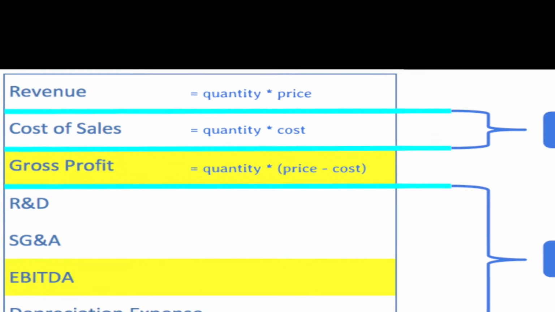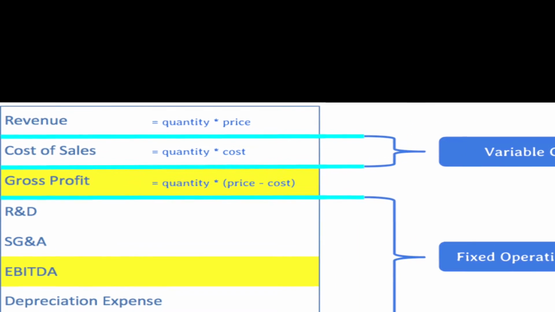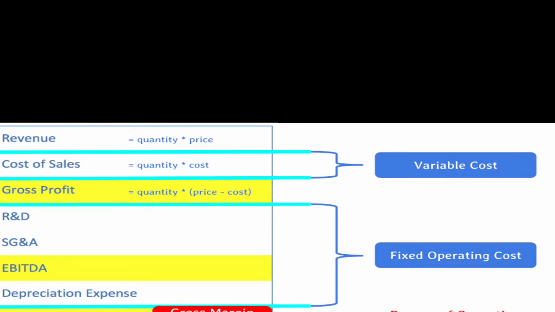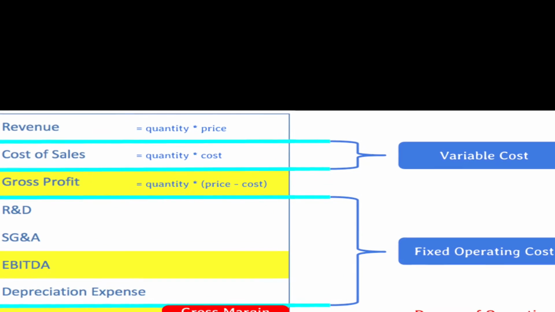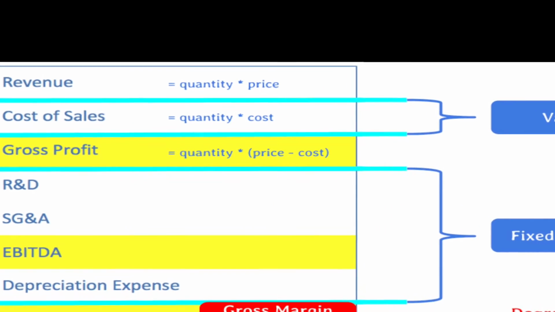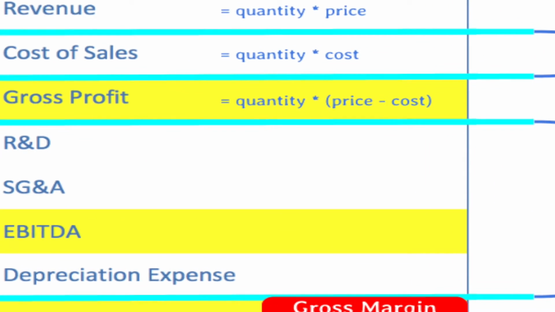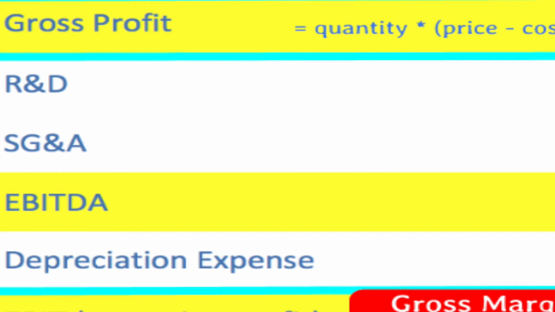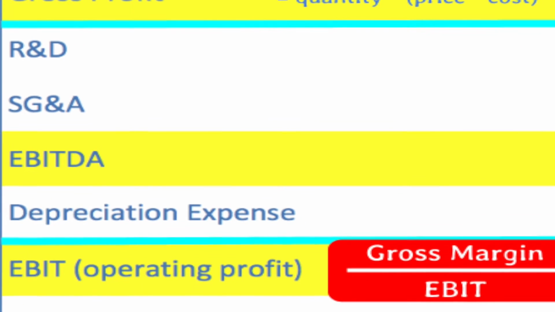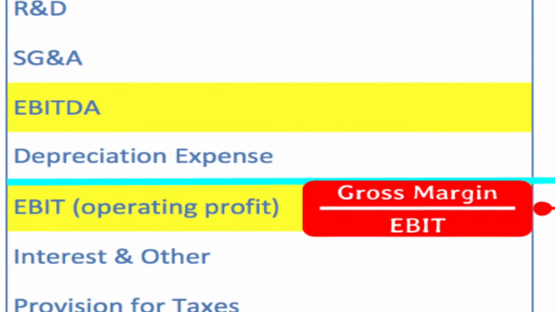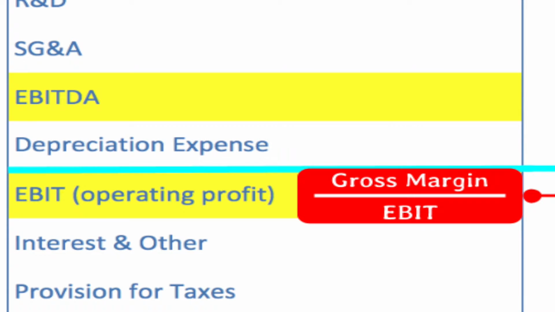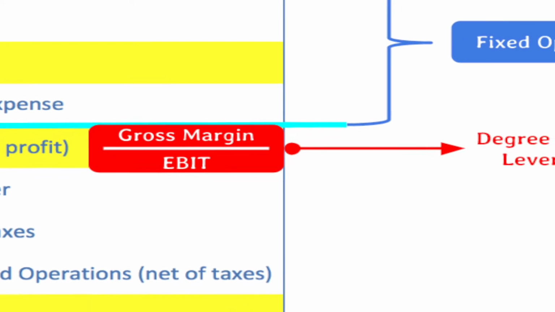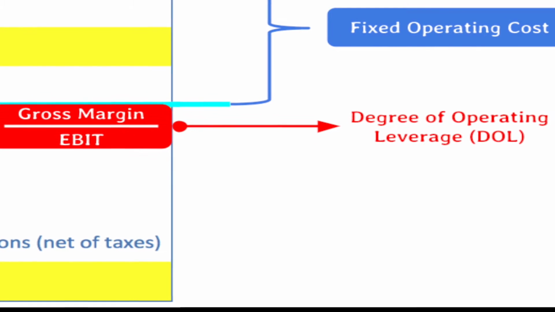Fixed costs are expenses that are the same regardless of the production and sales of the company. And as indicated in the diagram, fixed operating costs refer to items such as R&D, SG&A, and depreciation. When we subtract the fixed operating costs, then we're left with operating profit or EBIT, earnings before interest and taxes. Operating leverage refers to the relationship between the gross profit line and the EBIT line.